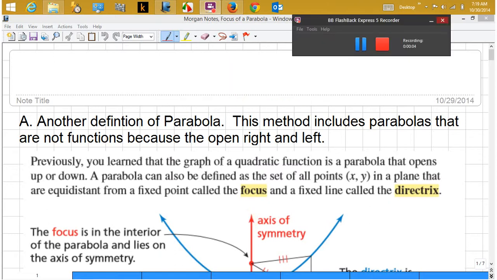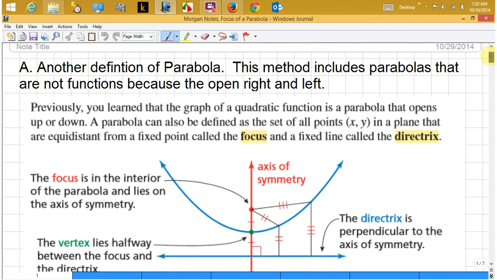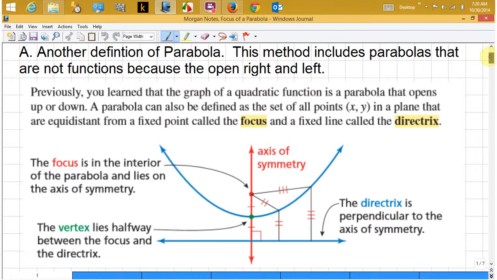In this video, we're going to write the equation of a parabola using the focus of a parabola, and this is going to be a different kind of definition of a parabola. So let's go ahead and get started. Let's look at this.